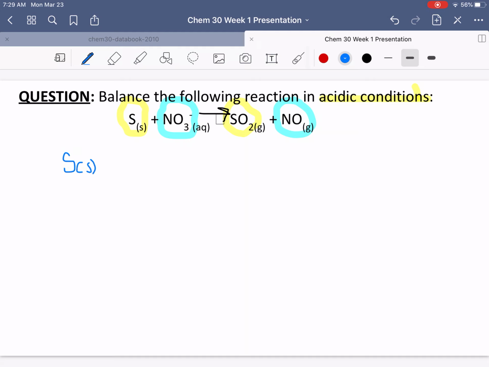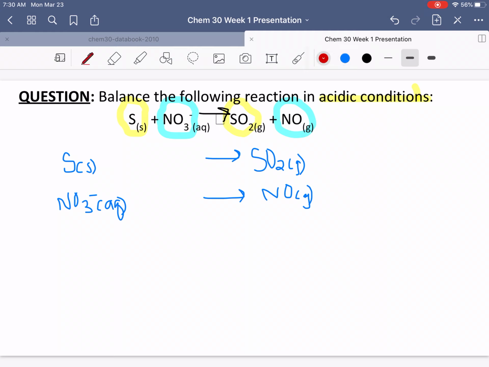Sulfur solid, give yourself lots of room, is going to produce SO2 gas. Same thing for the second half reaction. NO3 negative aqueous, give lots of room, is going to produce NO gas. Step 1 is complete. Step 2, check out all those different atoms other than oxygen and other than hydrogen. See if they need to be balanced. One sulfur, we're good. On the second one, nitrogen, we're good. Step 2 is done.